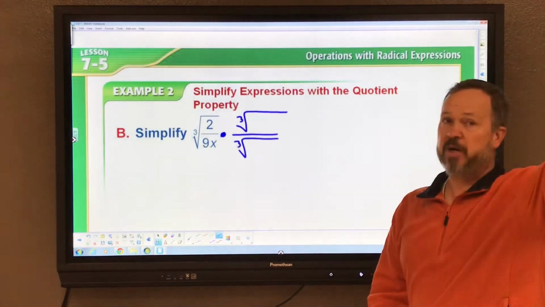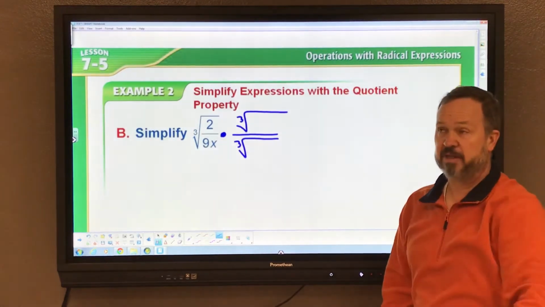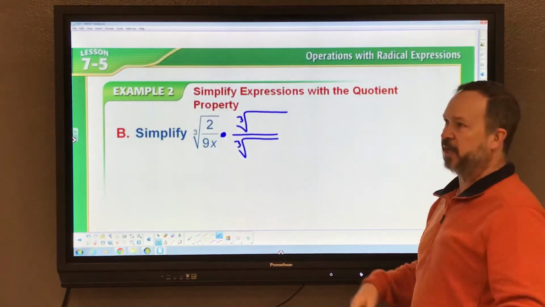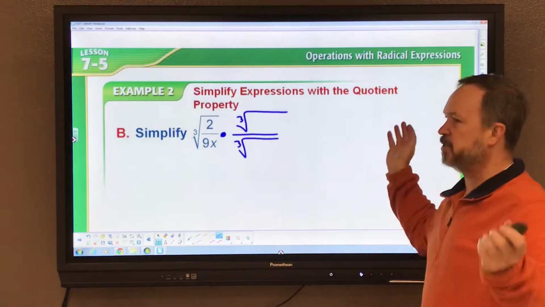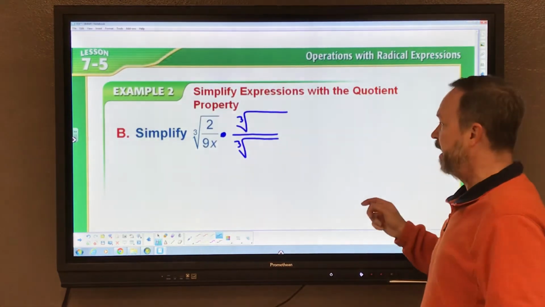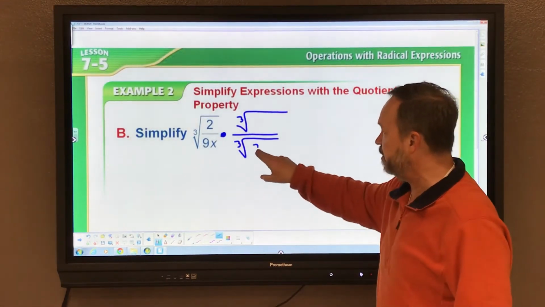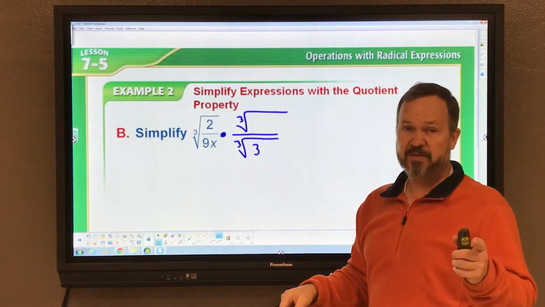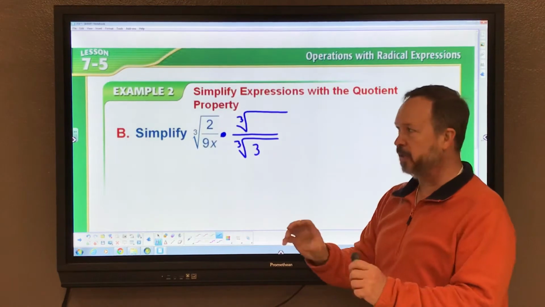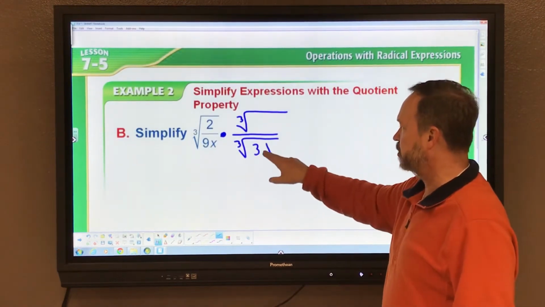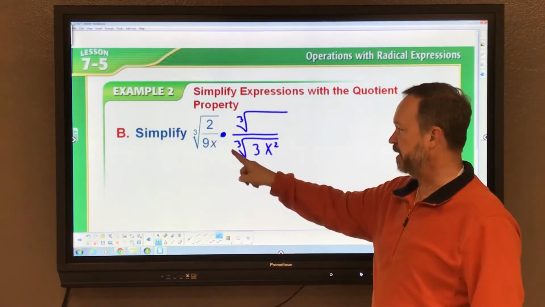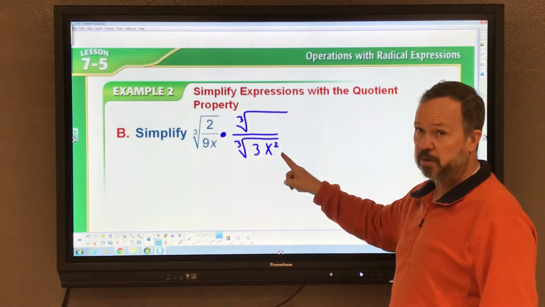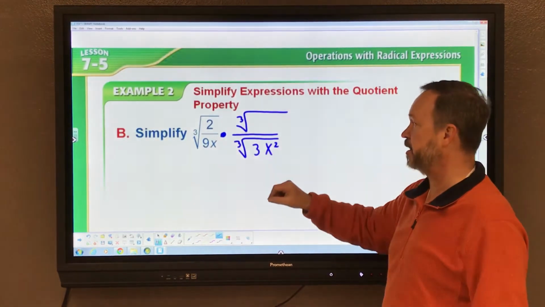Remember, it's not the numerator I'm trying to fix, it's the denominator I'm trying to fix. So the denominator is my focus. Whatever happens to the numerator just happens to the numerator. I don't care. Doesn't matter to me. So I'm going to multiply this by 3, because that's going to give me 9 times 3, which is 27, which is a cube, so I can do the cube root really easily. And we'll multiply it by x squared, because x times x squared is x cubed, and then the exponent divided by the index works out real nice.